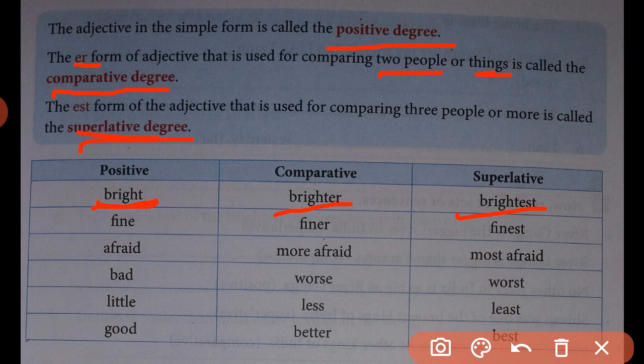So these are the three tabular forms of the positive degree, comparative degree and superlative degree. Better you go through all these adjectives that are given in this table. There are so many adjectives and they have all those three forms for every adjective. So now you can frame your own way and attempt the given exercise in our course book. Better you go through the textbook.